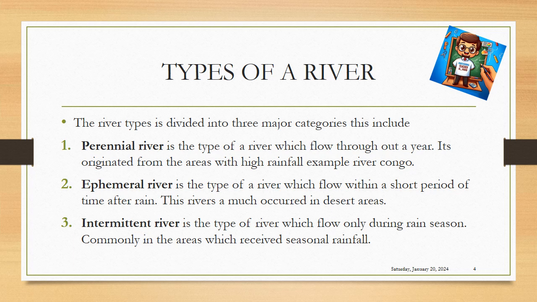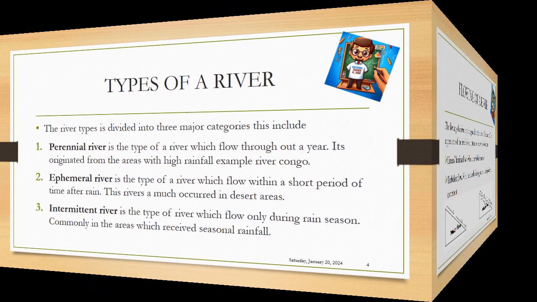These include: 1. Perennial river, the type of river which flows throughout a year. It originates from areas with high rainfall, for example River Congo. 2. Ephemeral river, the type of river which flows within a short period of time after rain. These rivers mostly occur in desert areas. 3. Intermittent river, the type of river which flows only during the rain season, commonly in areas which receive seasonal rainfall. This type of river has a huge impact in the formation and modification of landscapes. We will discuss those effects in the coming presentation.